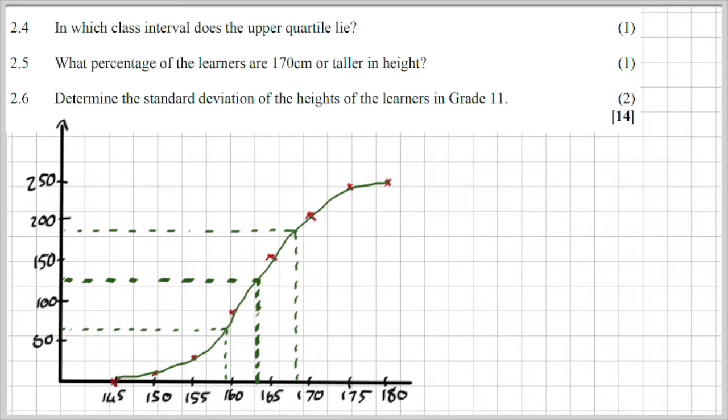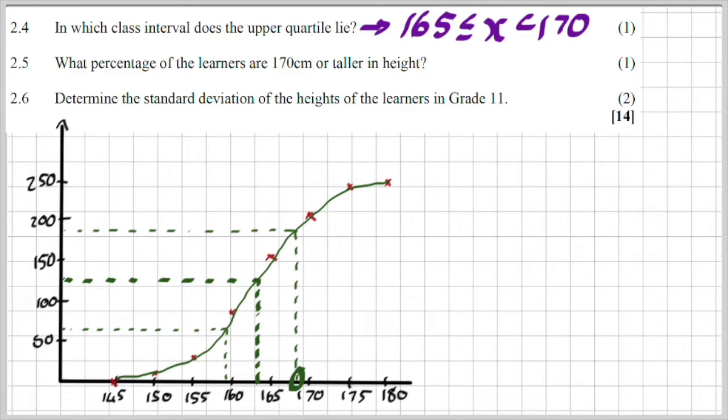At 2.4, it asks us in which interval does the upper quartile lie? Remember, there's my upper quartile. Well, that is simply in the interval 165 to 170. The next question, what percentage of the learners are 170 centimeters, not meters? Oh my goodness, that would be very tall. 170 centimeters or taller in height.